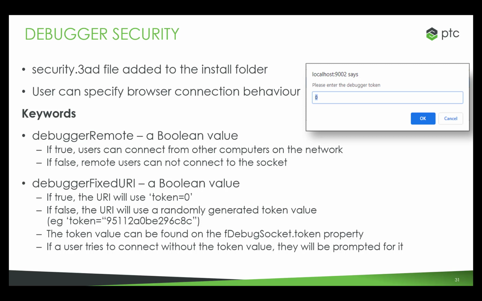Okay, so as I said, you can allow different people to connect or not to connect. You can allow anybody to connect via having the fixed URI value set to true, or you can only allow specific users to connect by asking them for the randomly generated token value, which you can provide them either by using an alert or copying it down from your version of the debugger which is connected via the socket.